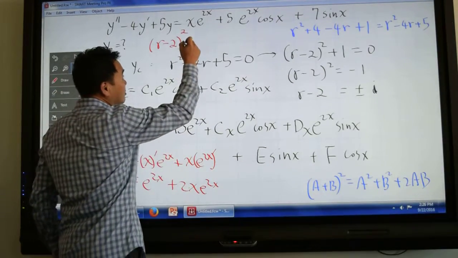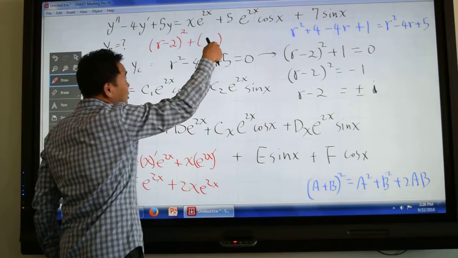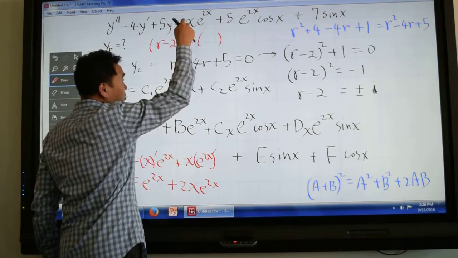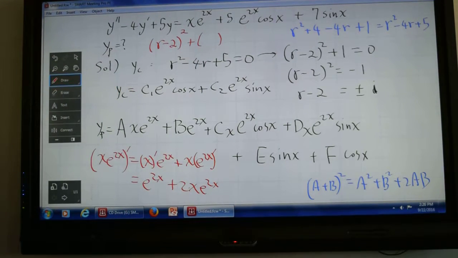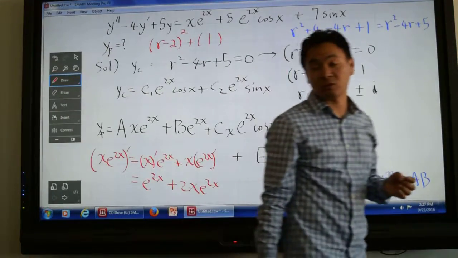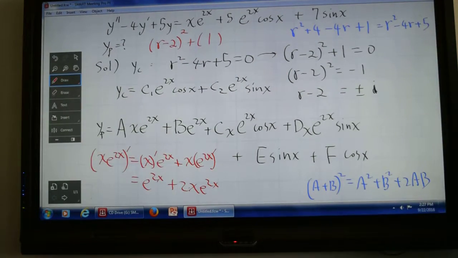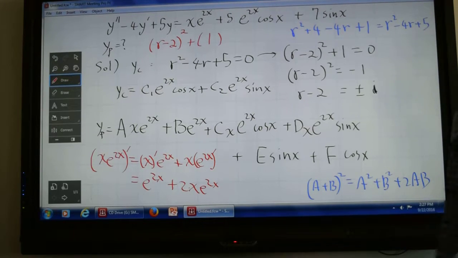So the question you ask is, what should I add so that -2 squared plus this number is same as that number? That's how you think, okay? But -2 squared is 4. 4 plus what is 5? 1. So that's how you get this 1. And that's how you do the completing the square. Okay? There are some other methods that people use, but I find this to be the most straightforward.